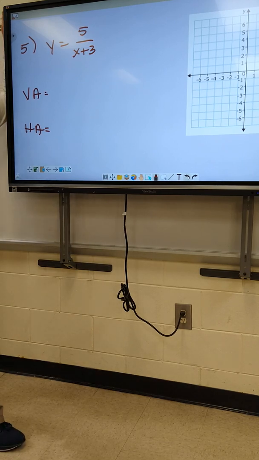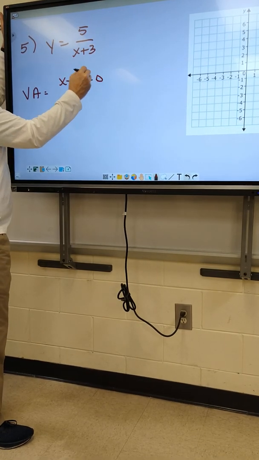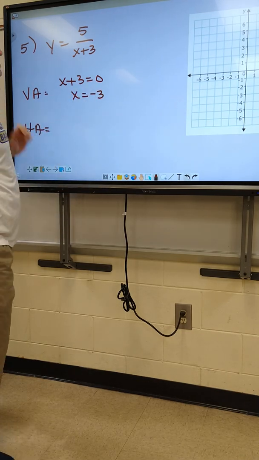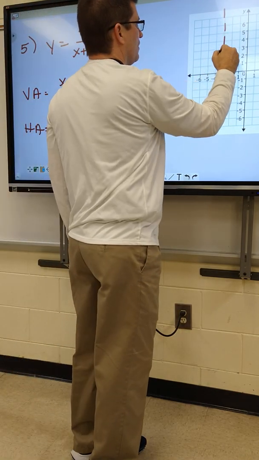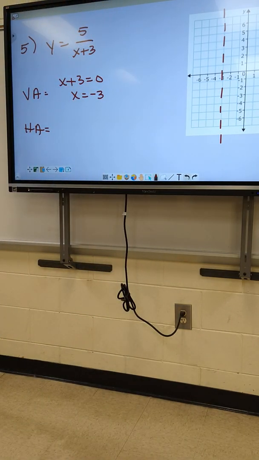All right, so on all the other problems, how do we find the VAs? Third time we should have it by now. What do we do? Take the bottom, set it equal to 0. So if I got x plus 3 equals 0, I move it over. What do I get? All right, so my dotted line's at -3 this time. That is the same on every type problem. You just set the bottom equal to 0 and get an answer.